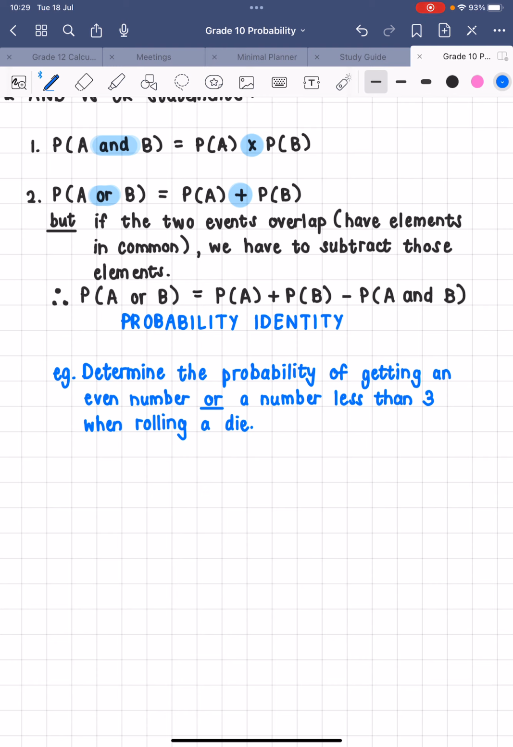So I want us just to do our sets again. Let's list the sets. So let's use E for even. So the even numbers are 2, 4, and 6.